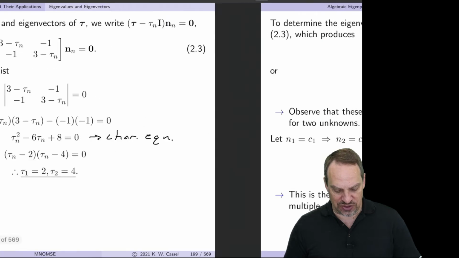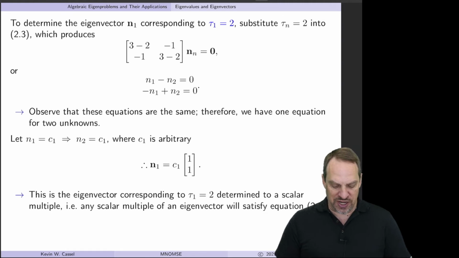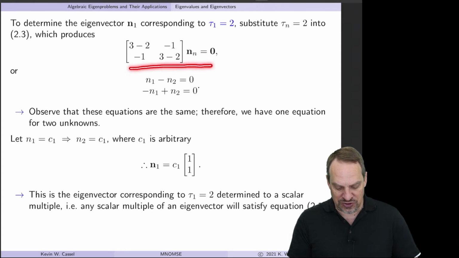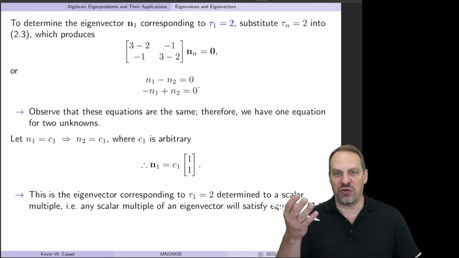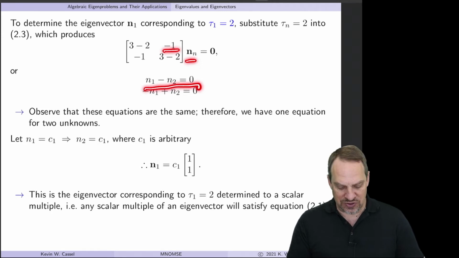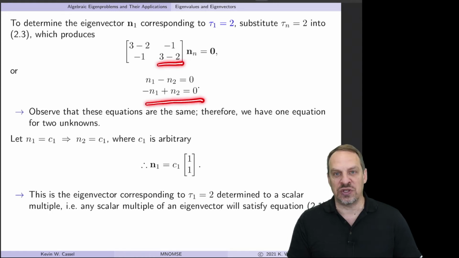Now we need to get the eigenvectors. Let's look at 2 first. So for an eigenvalue of 2, let's find the corresponding eigenvector. We'll call it n1. You take your original system, subtract off the eigenvalue, which is 2. 3 minus 2 is 1. So we have 1, -1, -1, 1. If I write out these 2 equations for 2 unknowns, it's 1 times n1 minus 1 times n2 equals 0. The second equation is minus n1 plus n2 equals 0.